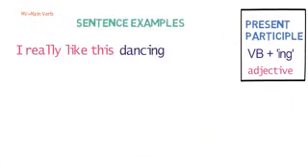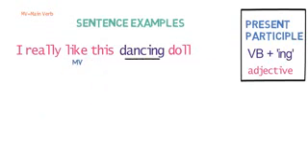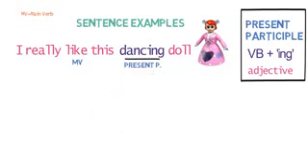I really like the dancing doll. Here, main verb is like and dancing is secondary verb in ing form. As it is describing the doll, it functions as adjective in the sentence. And so, it behaves as present participle in the sentence.